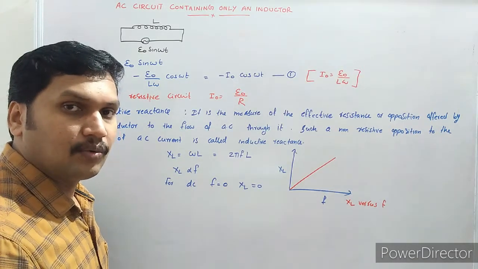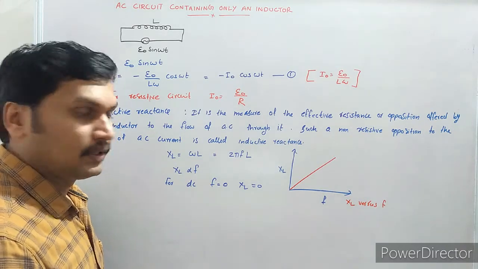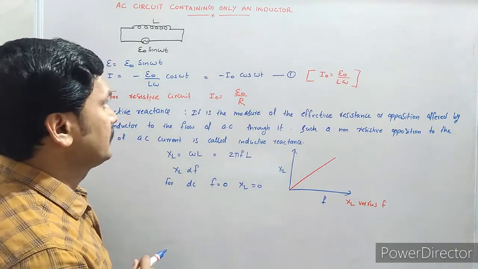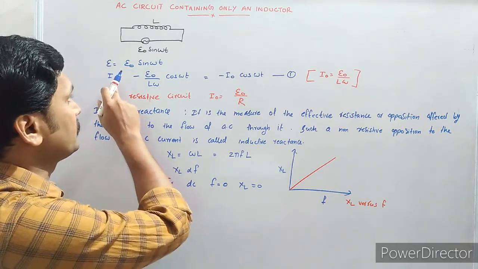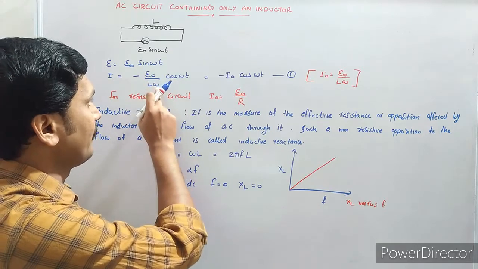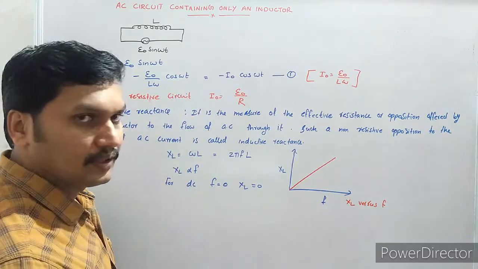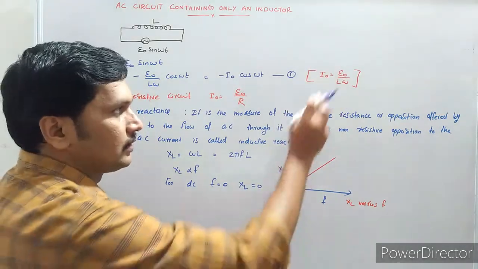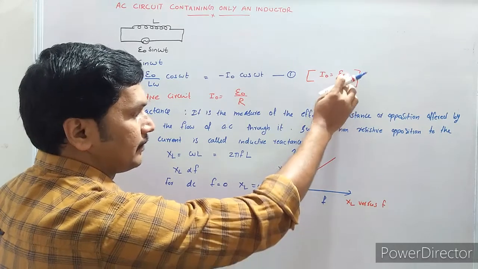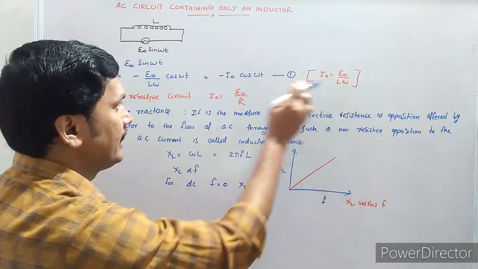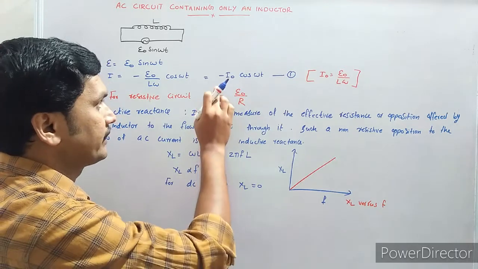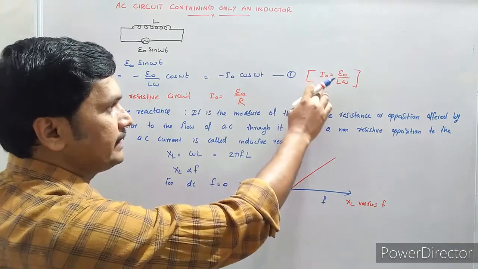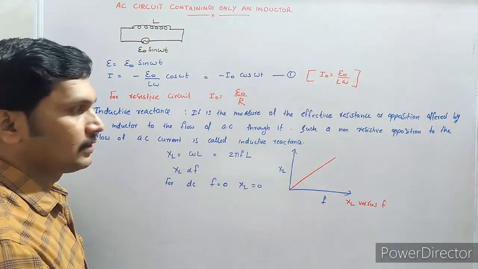Now let us see what is inductive reactance. When finding an expression for the current through an inductor, we got I is equal to minus E0 by L omega into cos omega t. We wrote E0 by L omega, peak voltage by L omega, as I0. So we write this equation as minus I0 cos omega t, where I0 is E0 by L omega.